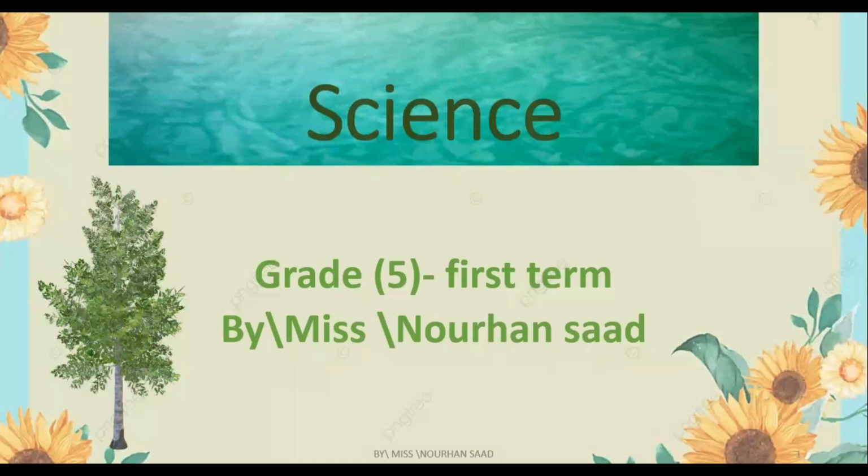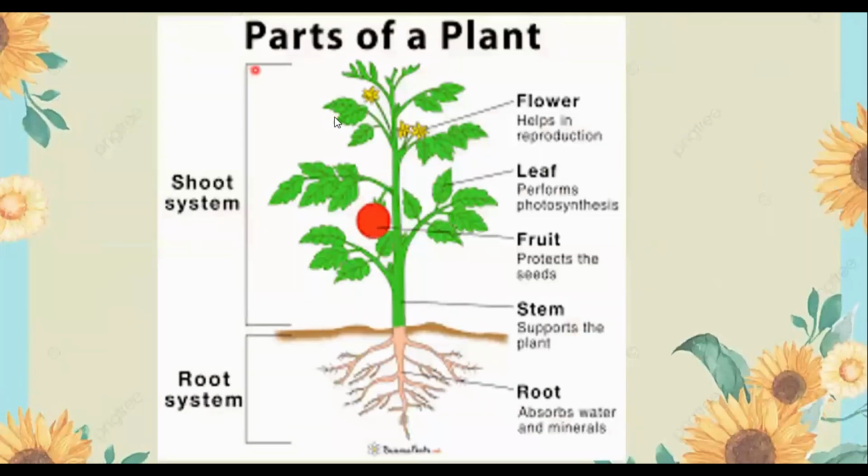Hello, together we will start with grade 5 science. For the first part, we will talk about plants. Let's start together to learn about the parts of plants. Here we will take the first part, the parts of plants.